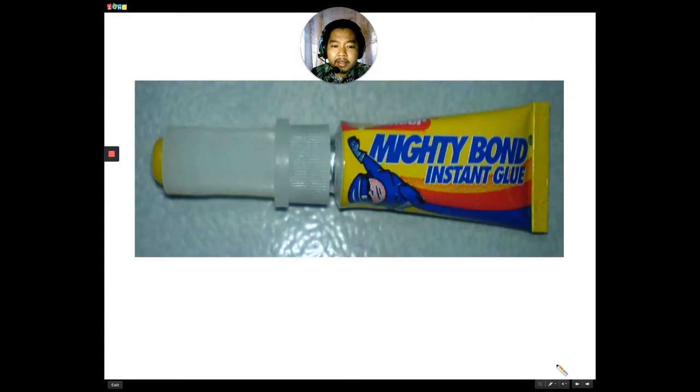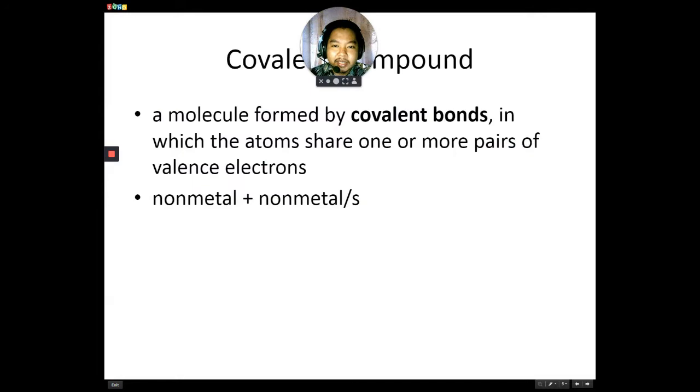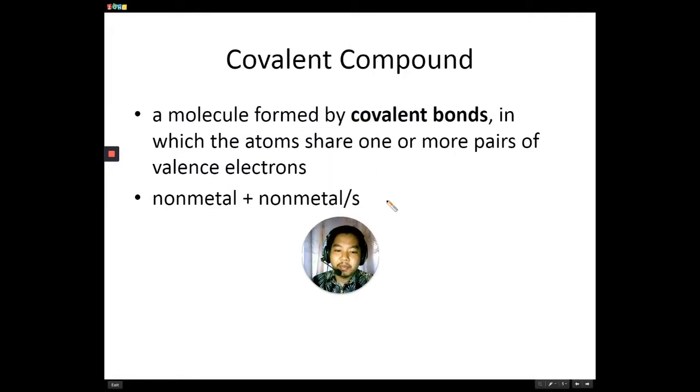To formally define them, it's not the mighty bond or instant glue, but rather, let me change the position of my camera. A covalent compound are molecules formed by covalent bonding, meaning sharing of electrons. Atoms share one or more pairs of valence electrons to attain their octet rule. Or in layman's terms, we simply call them a combination of non-metal plus a non-metal, or non-metals. Meaning, it can be two or more non-metals.